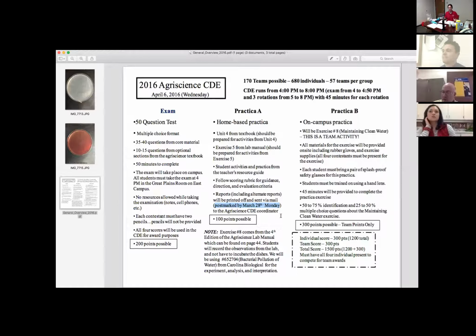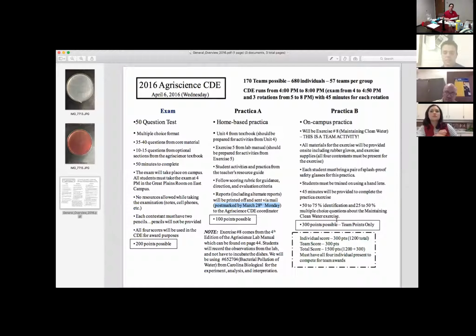Over the last week, I have been plating bacteria in my office here and showing Dr. Bell, and probably getting half the floor sick with these bacteria we're growing. But hopefully that will be beneficial for you and the other teachers that watch this. There are a couple things you need to note on this 2016 Agriscience CDE sheet: the exercises that the students are going to do come from two places.